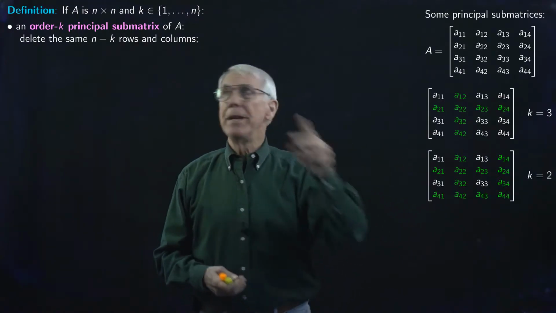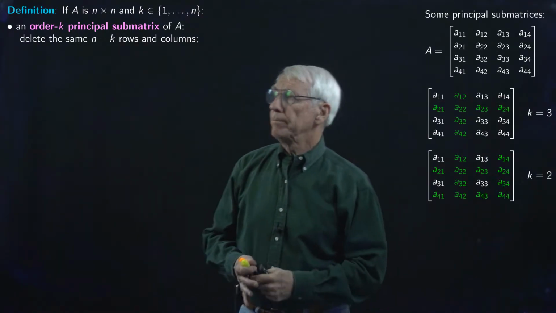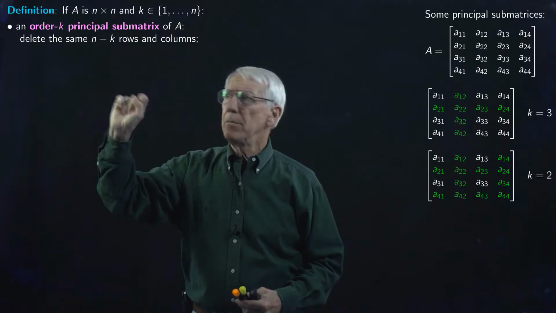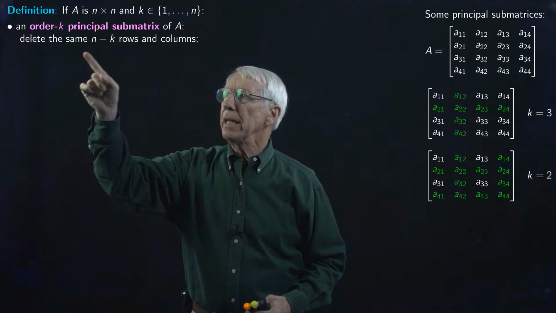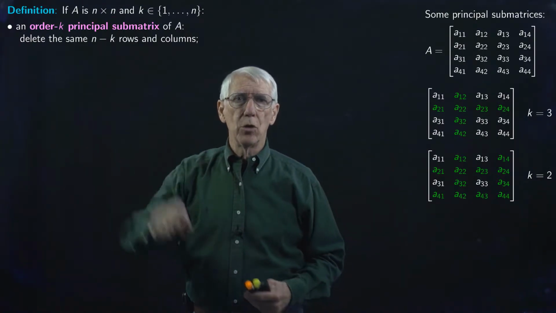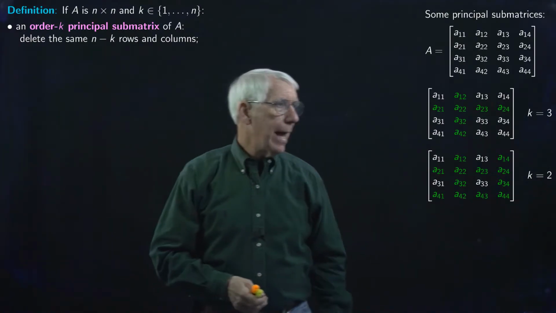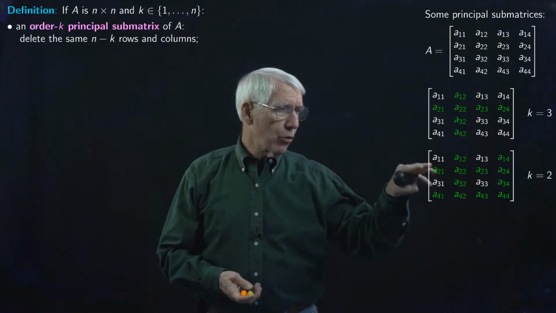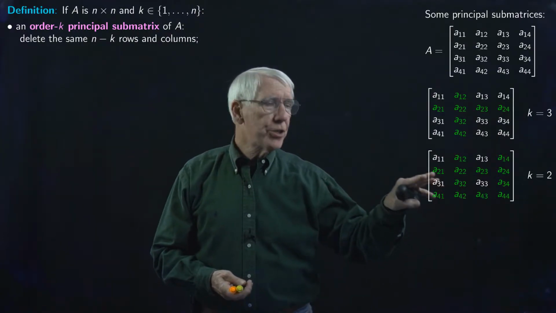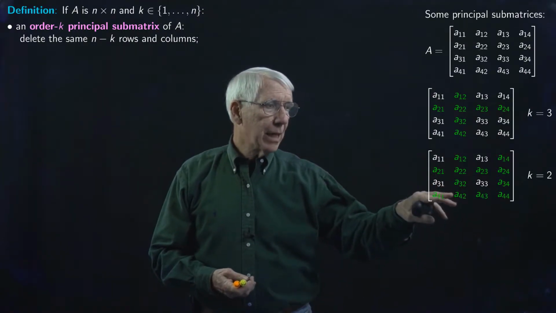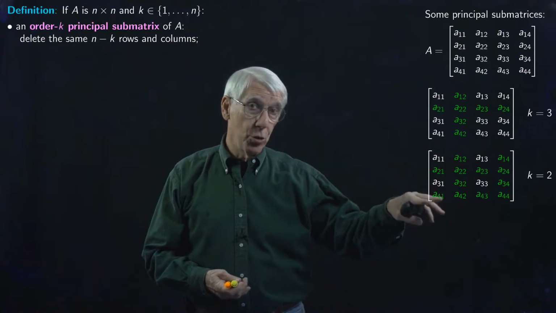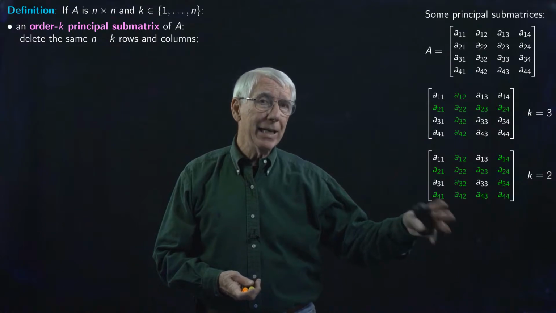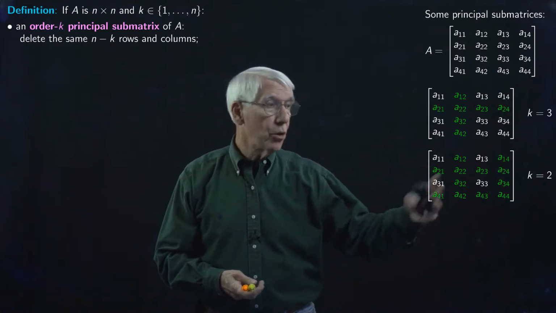And so the definition says that an order k principal submatrix is obtained when we delete n minus k rows and columns. So here I've got an order k, order 2 submatrix because it retains 2, that is k, rows and columns, and I've deleted n minus 2, which is also 2 in this case, rows and columns.